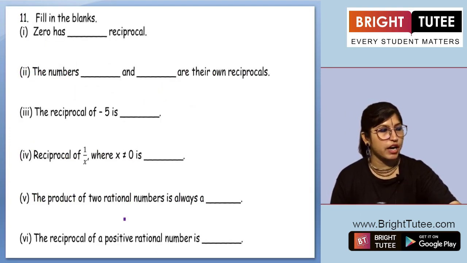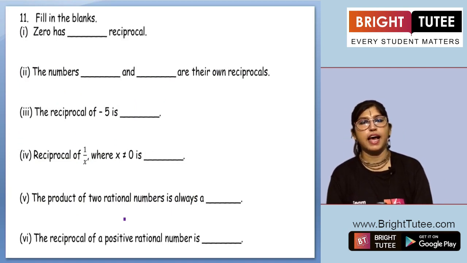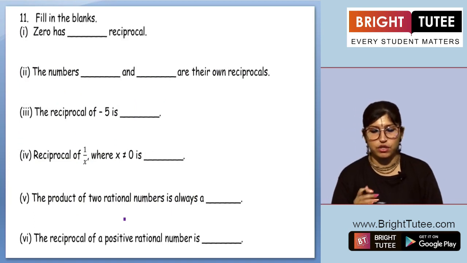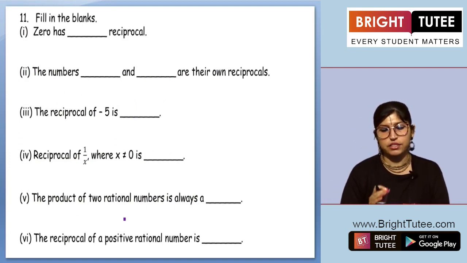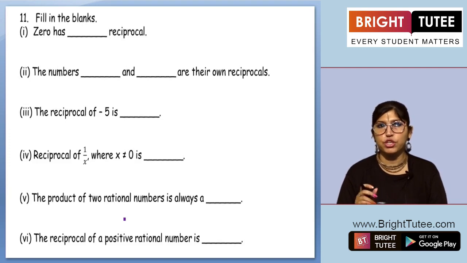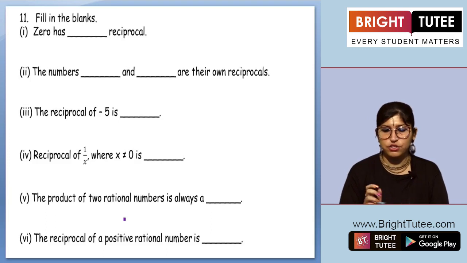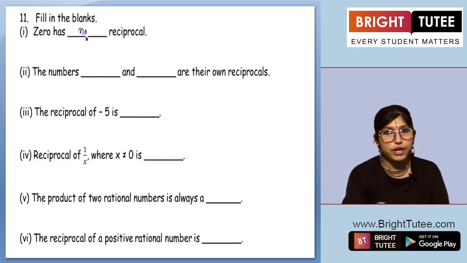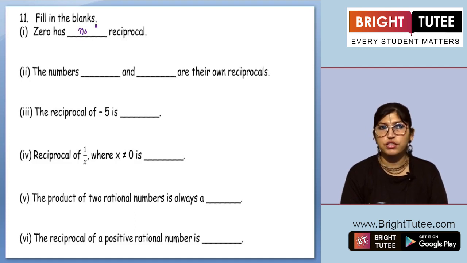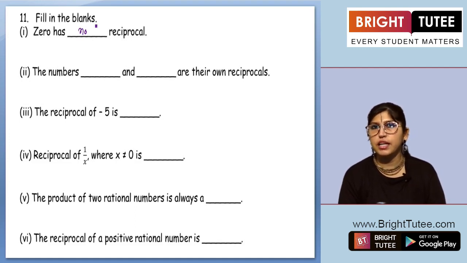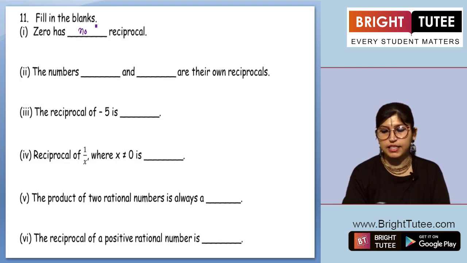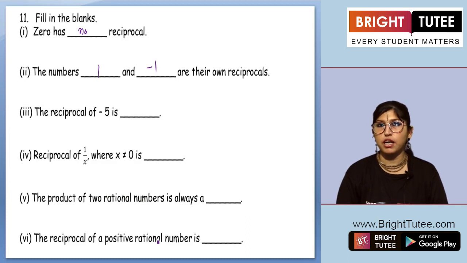Now let's move on to the final and last question of this exercise, and then in the next video we'll be moving on to some other subtopics which we have. So let's start with the first one. Fill in the blanks. 0 has dash reciprocal. So you need to fill it accordingly. I'll give you a few seconds, think and answer. 0 has no reciprocal. We don't have any reciprocal for 0, which we discussed in an earlier question as well. Now the numbers dash and dash are their own reciprocals. Yes, very good. 1 and minus 1 are the numbers which are equal to their own reciprocals.